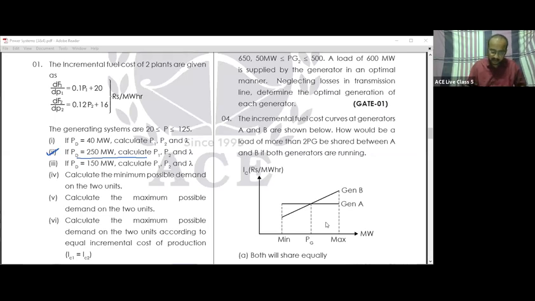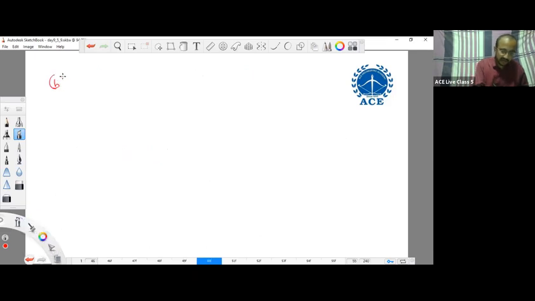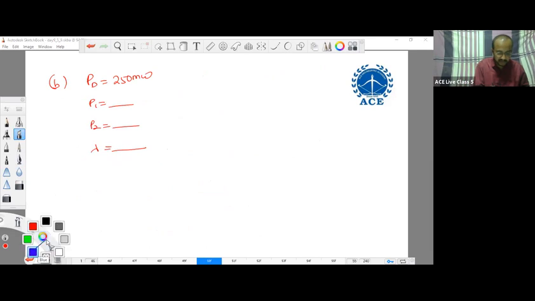So now the second bit I'm trying to solve. In the second bit, what is being asked? Part B: PD is 250 megawatt. Calculate P1, P2 and lambda. So how do you solve this problem?